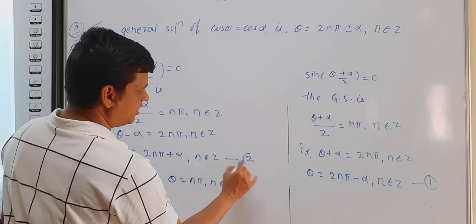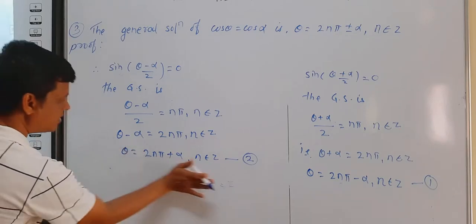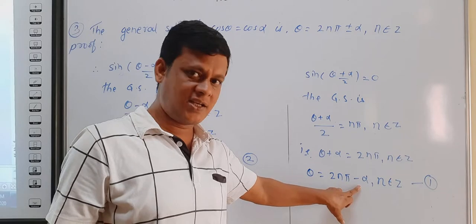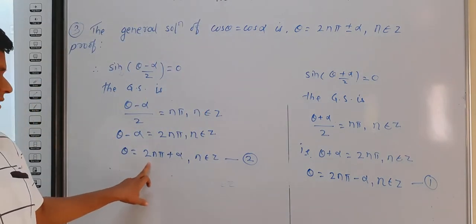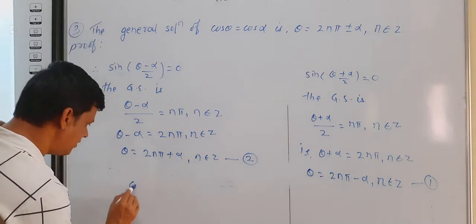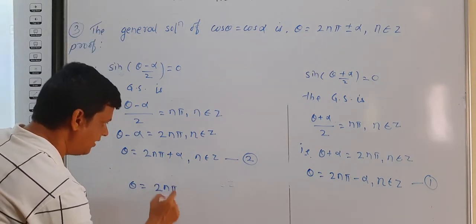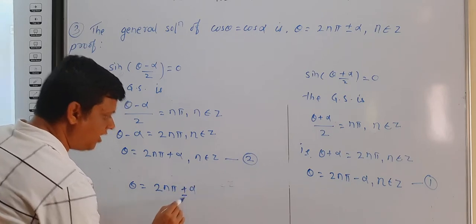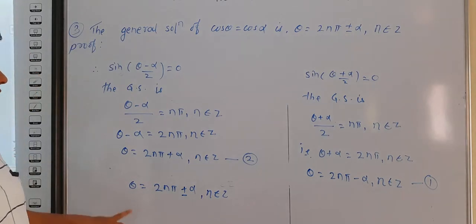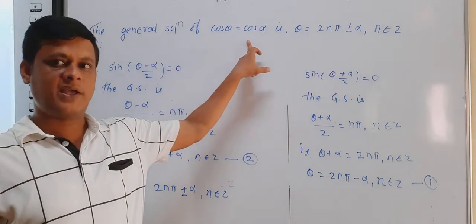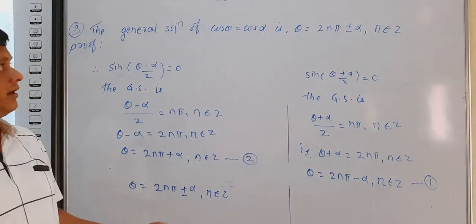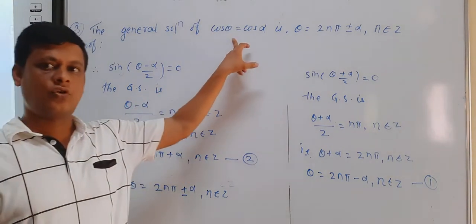Denote this as equation number 2. What you observe from equation 1 and 2: theta equals 2n pi minus alpha, theta equals 2n pi plus alpha. So from equations 1 and 2, we write theta is equal to 2n pi plus or minus alpha, n belongs to Z. So the general solution for cos theta equals cos alpha is theta equals 2n pi plus or minus alpha. In this way we write the proof for cos theta equals cos alpha.